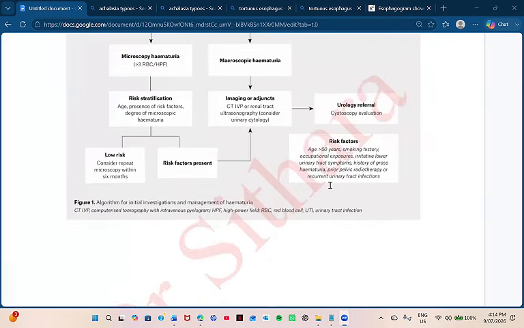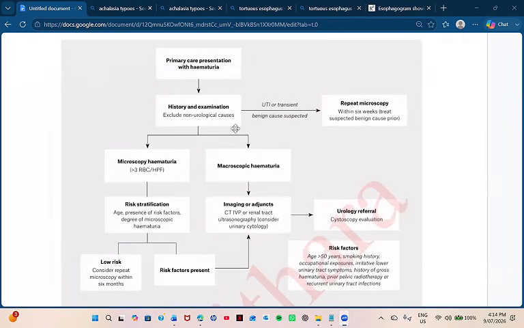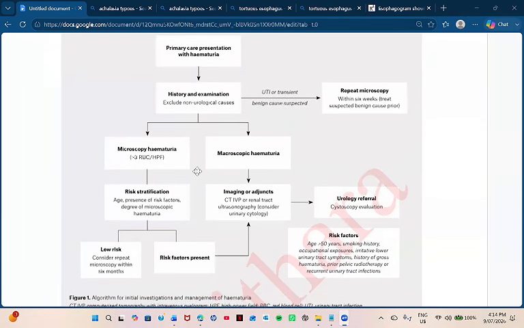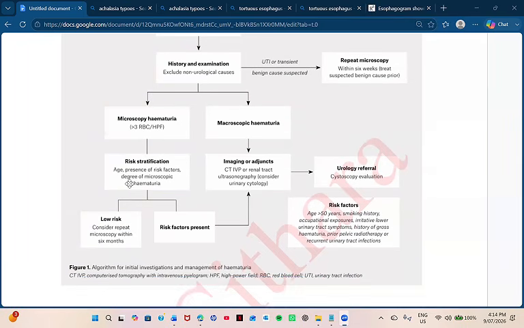Okay, do you remember this chart? History and examination, then microscopic hematuria and macroscopic. If it is macroscopic, you are directly going with the CTIVP. Even if it is microscopic hematuria, according to the risk stratification, our patient's age is 55, more than 50 years. So risk factors are present anyway, and he is going to this CTIVP, right? CTIVP.